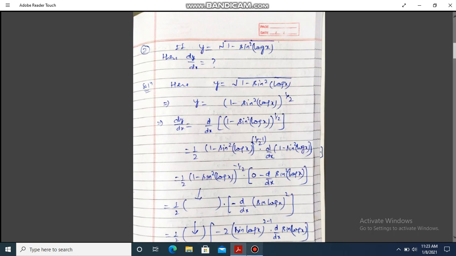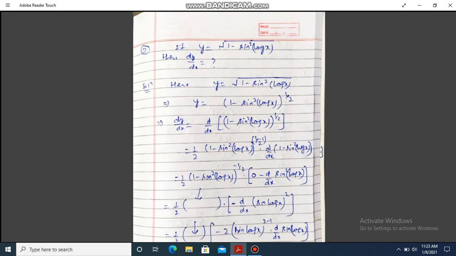Now we can have another question which is on the screen. In this question, y is equal to square root of 1 minus sine square log x. Now there are again three functions. First one is under root, then inside that under root you have sine square, then you have log x.